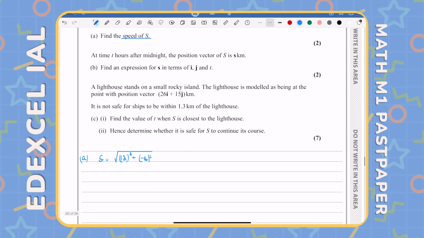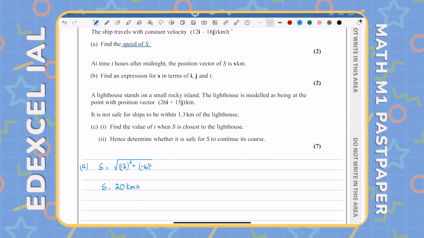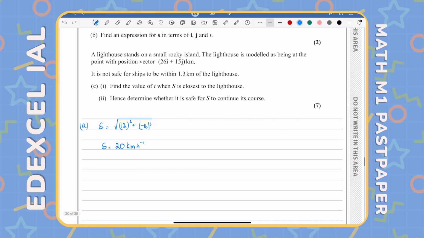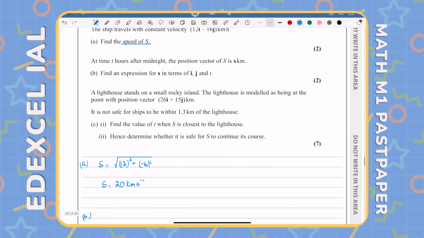So use your calculator over here. This is going to be 144 plus 16 squared. What's that? 256, and that's equal to 400, the square root of which is equal to 20. Is it kilometers per hour? Yeah, kilometers per hour. Okay, now part B. Part B says, at time t hours after midnight, the position vector of S is s kilometers.